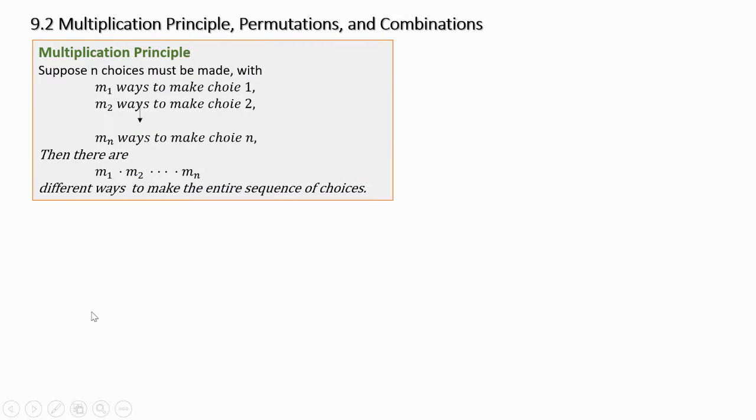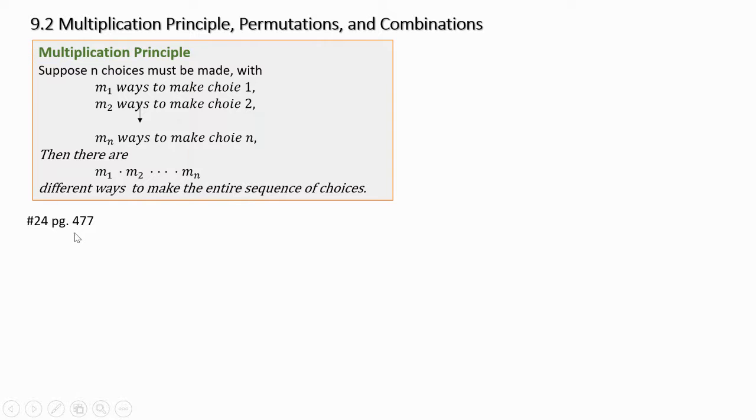Okay, now comes 9.2. This is the multiplication principle, permutations, and combinations. So this is the definition, or the formula, that they want you to use. Suppose n choices must be made, with m1 ways to make choice 1, m2 ways to make choice 2, and so forth until choice n. Then it's going to be m1 times m2 times m3 times m4 until you get to mn different ways to make the entire sequence of choices.